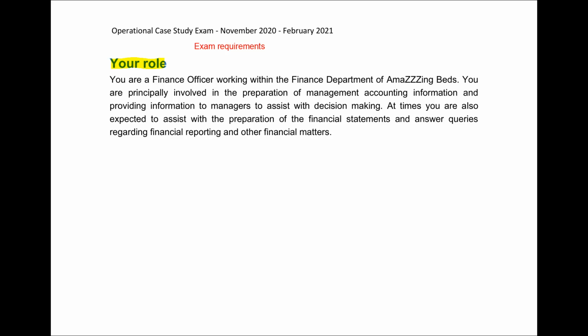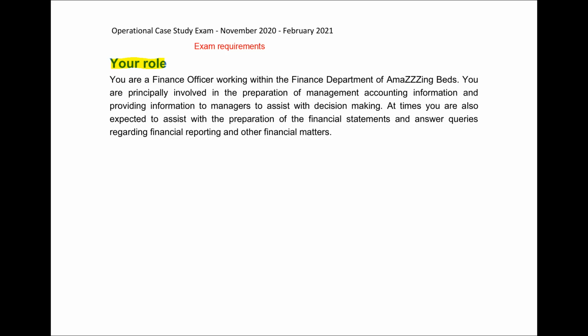It's important to remember that the case study exams are completely different in format to your OT exams, where you're purely being tested on your theory knowledge. In these case study exams, yes, your theory knowledge is absolutely crucial, but what is equally important, if not a little bit more important, is actually your ability to apply this theory knowledge to real life business scenarios.